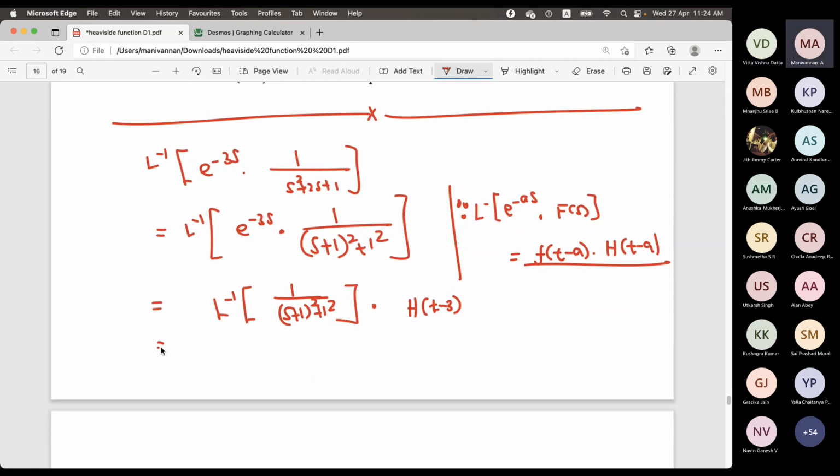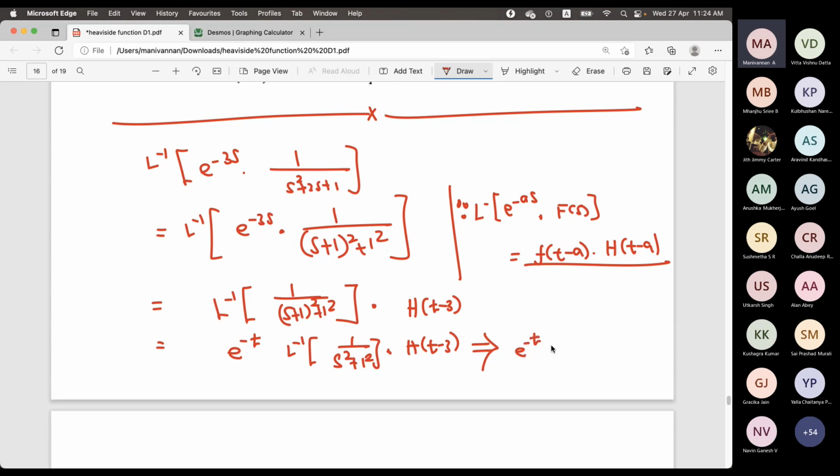Okay, these things can be written as e raised to the power minus t first. Remaining L inverse of 1 divided by s square plus 1 square into h of t minus 3. Now this can be written as e raised to the power minus t, and this is sine t. The process is not over because we want to replace this t as t minus 3, because of the t minus a we have to write.